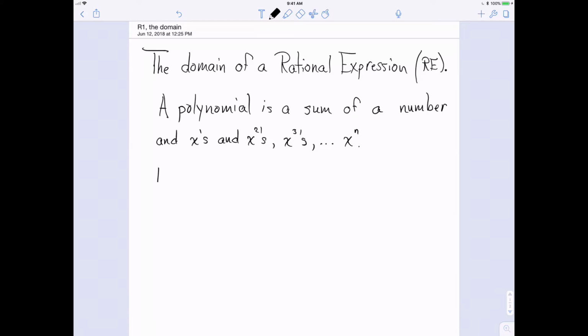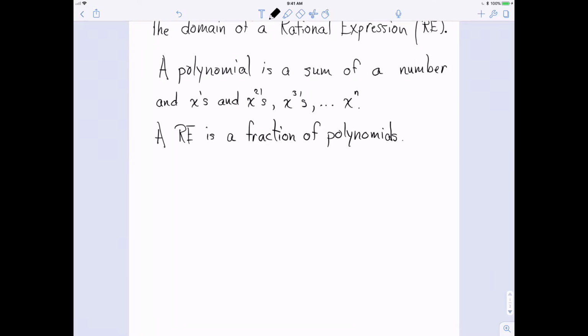Now, a rational expression, and I'm going to use this abbreviation RE. A rational expression is a fraction of polynomials. So before we take a look at rational expressions, let's review fractions.